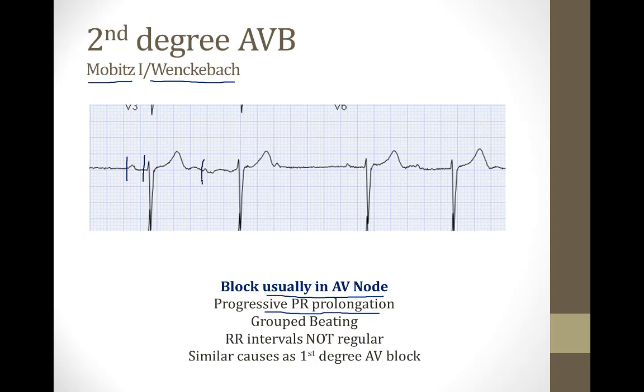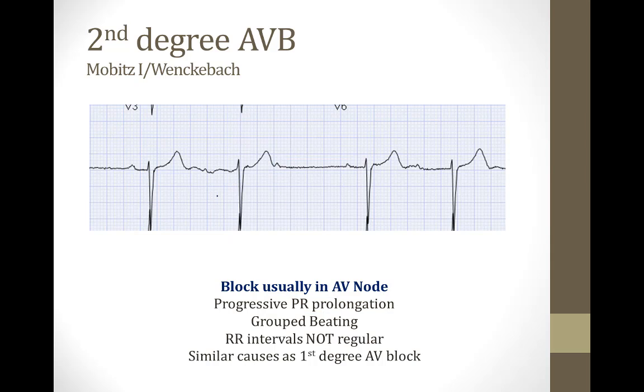We then have another P wave followed by a longer PR interval. We then have a P wave which is not followed by a QRS. It results in a dropped beat. It's a non-conducted P wave, and this is the hallmark of Wenckebach. It's like first degree AV block with the PR prolongation, but it gets worse with each P wave until such time as you have a non-conducted P wave.